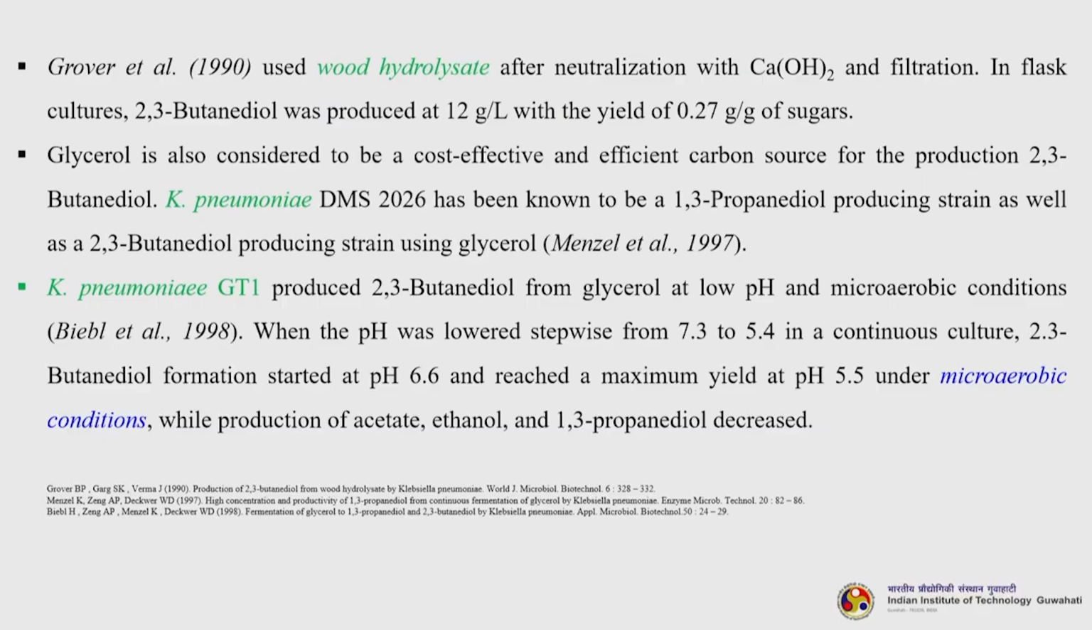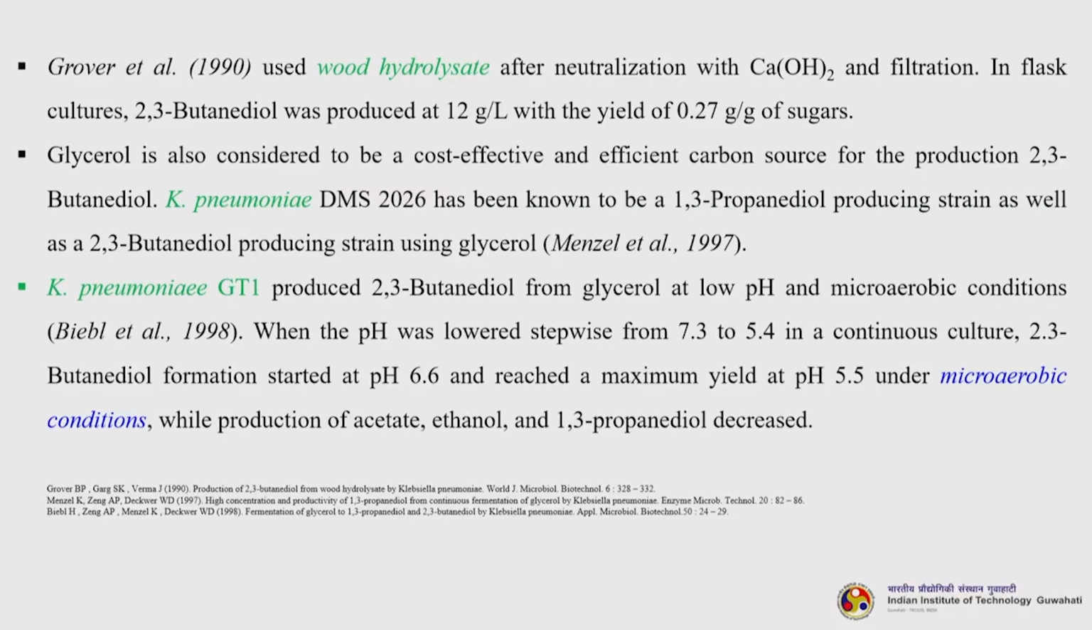When the pH was lowered stepwise from 7.3 to 5.4 in a continuous culture, 2,3-butanediol formation started at pH 6.6 and reached a maximum yield at pH 5.5 under microaerobic conditions, while production of acetate, ethanol and 1,3-propanediol decreased. So, this is what we want.